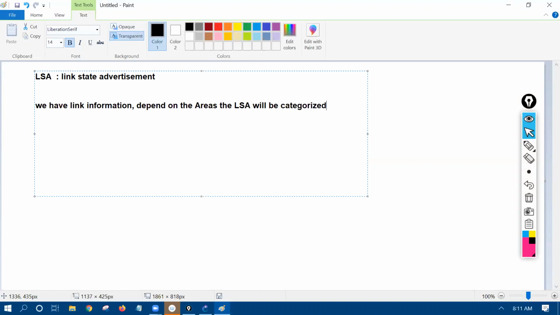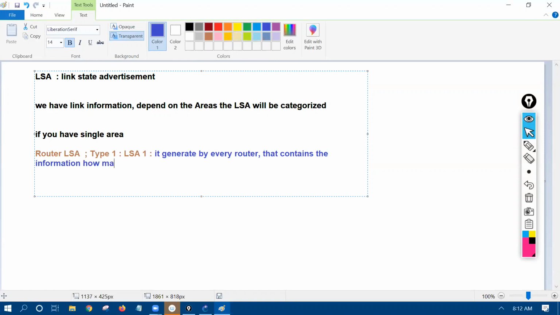If you have a single area, in the single area you will have only two LSAs. The LSA number one is the router LSA, also known as a type 1 LSA or LSA1. This LSA is generated by every router, and it contains the information of how many links are connected to me. That's it. These were the things that we have seen.